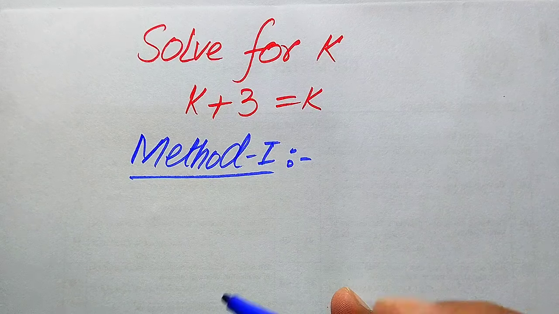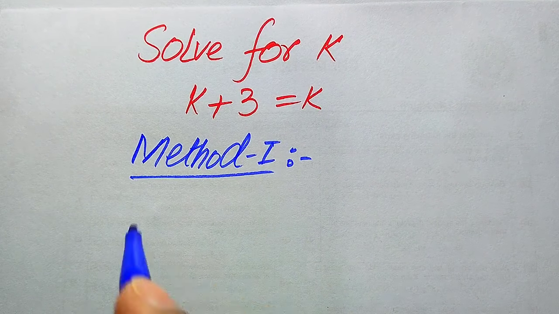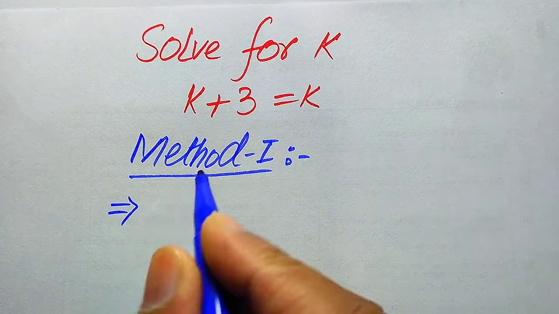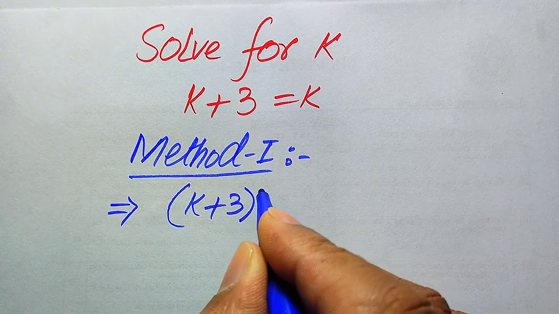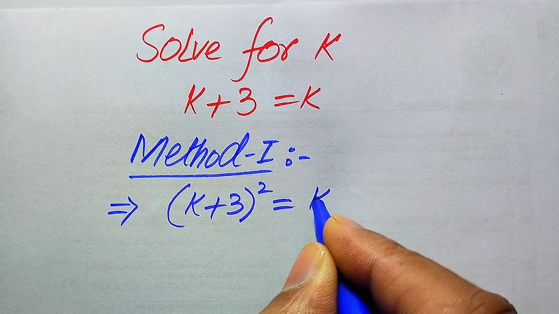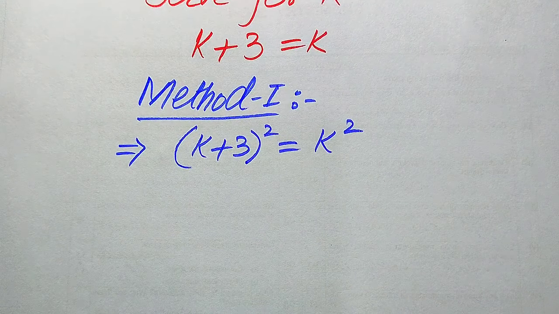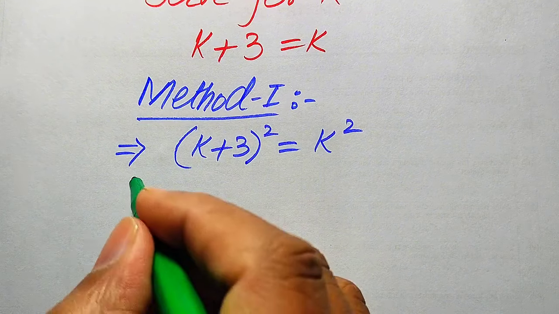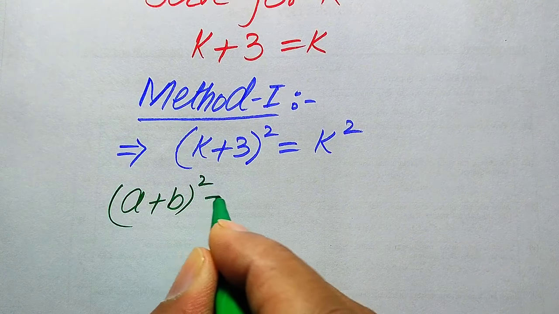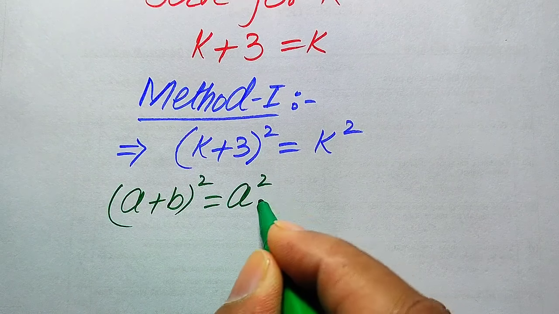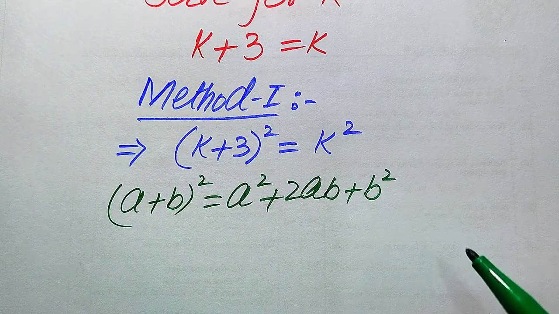And now in the first method we find the value of k, and for this we need to square both sides. When we apply squaring, it will be written as (k + 3)² = k². Now in the next step we use the nice algebraic formula you know: (a + b)² = a² + 2ab + b².